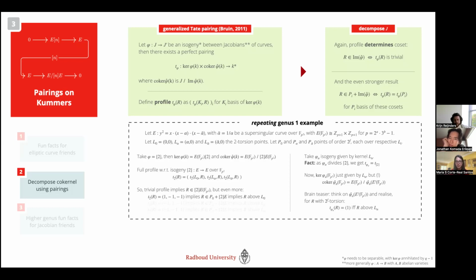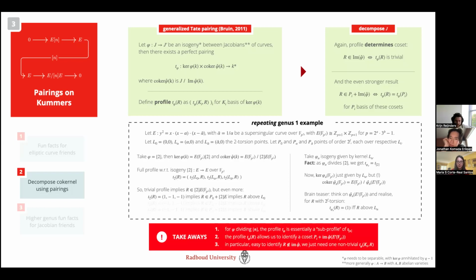And so what are the takeaways here? If you have phi dividing n, the profile is essentially a subprofile of this larger profile Tn. So it gives you more coarse information on the n torsion, so you could say. But it's also cheaper to compute, right? Now, this profile of a point allows us to identify the coset, and in particular it is very easy to identify points that are not in the image of a dual, because you just need one non-trivial pairing there. And that is something that was so strong with this elliptic curve case, because you just needed the x-coordinate to be non-square. But it's also going to be strong in the Jacobian case.